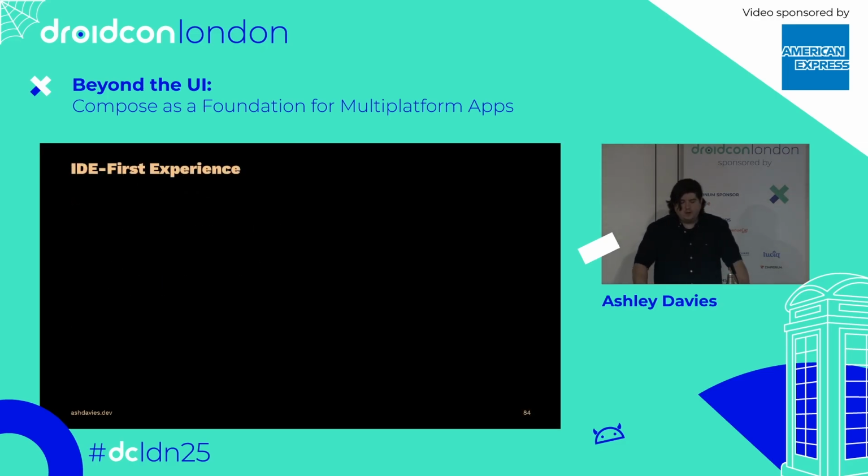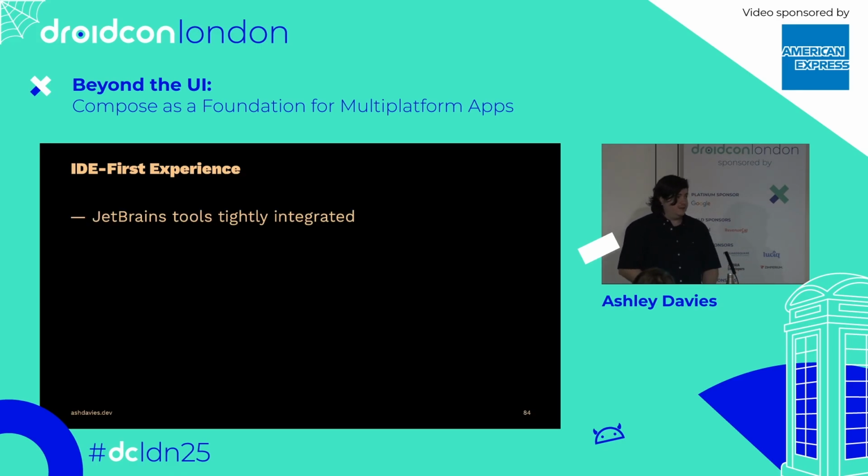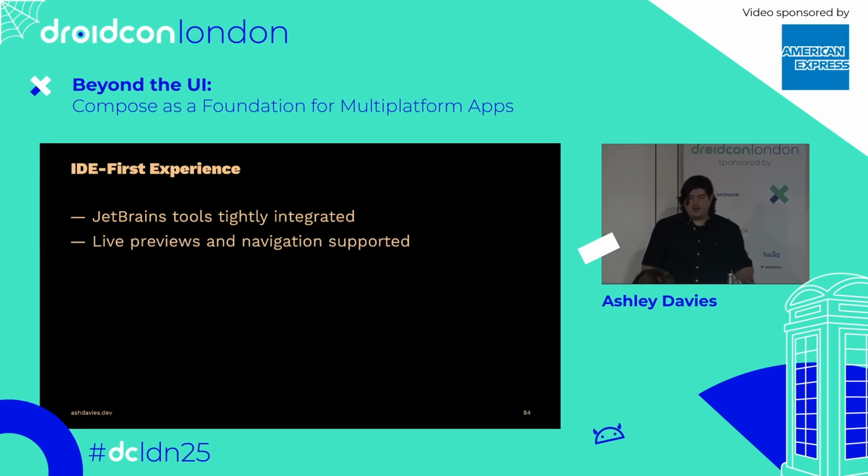And as well, when Kotlin was first introduced, there was often the argument that it doesn't make sense to use another language if the IDE that you're using was built in this language. So having this IDE-first environment that JetBrains put so much effort into building, and you have Compose for Desktop, and this tooling is kind of first class. The JetBrains tools are tightly integrated, and you can have live previews, and navigation can be supported as well.